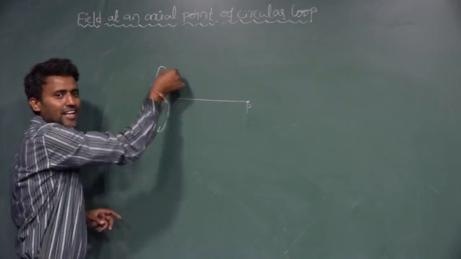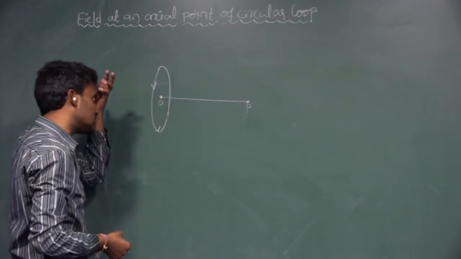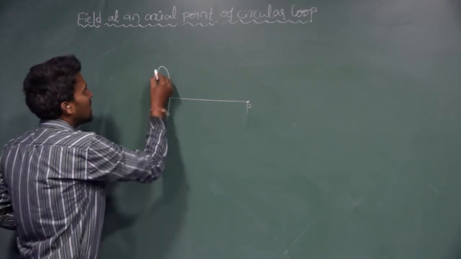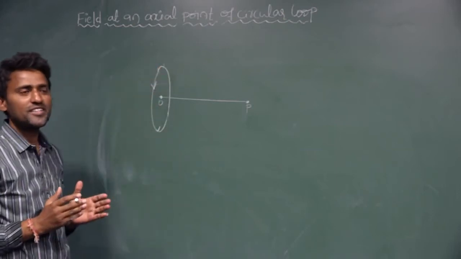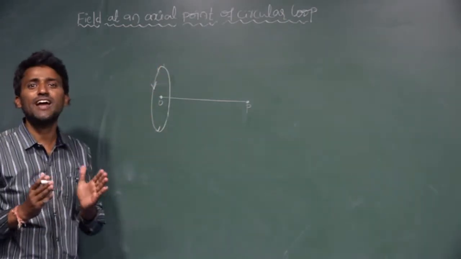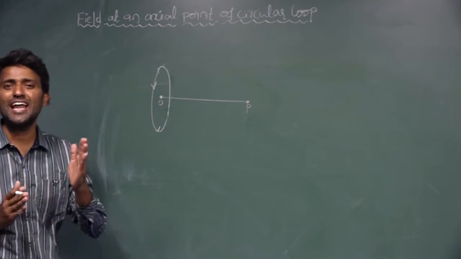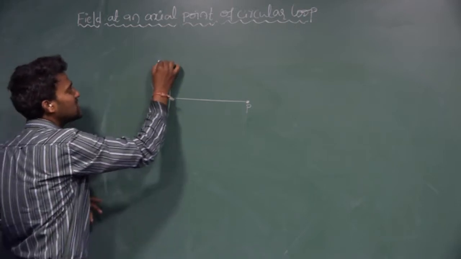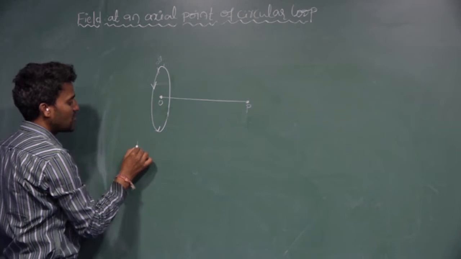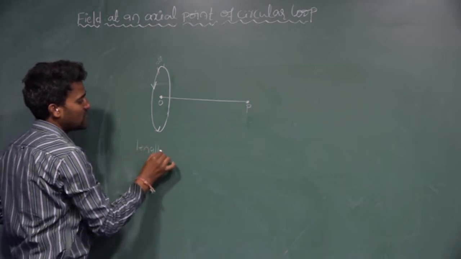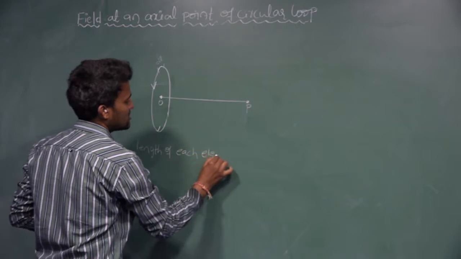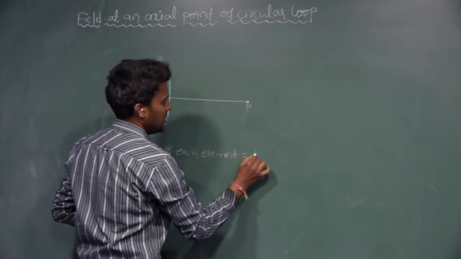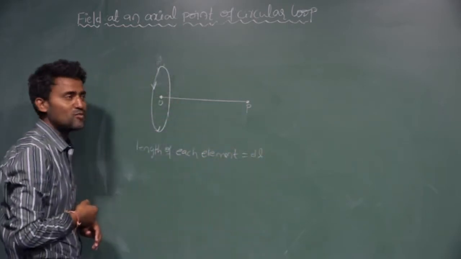Now, you have to divide this circular loop into a number of equal elements. See here, the length of each element is dl. So I am writing here, the length of each element is dl.